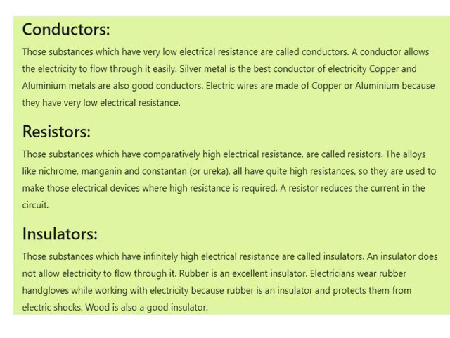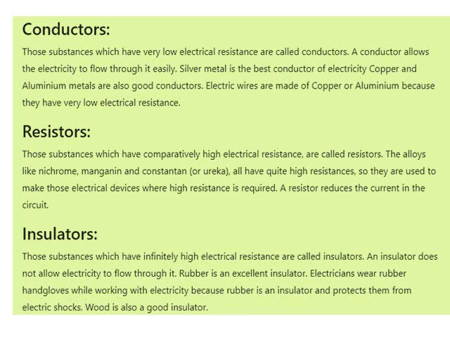Now let us take up the first case, conductors. Those substances which have very low electrical resistance are called conductors. So conductors in short will have very low electrical resistance. A conductor allows the electricity to flow through it easily. Silver metal is the best conductor of electricity. Copper and aluminum metals are also good conductors. Electric wires are made of copper or aluminum because they have very low electrical resistance.